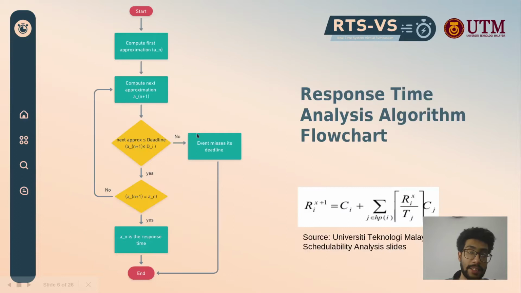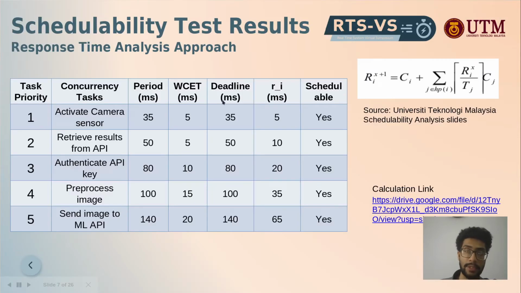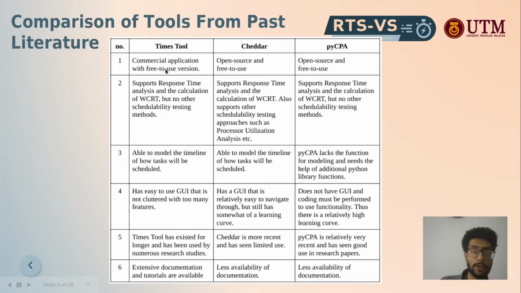And after that, the calculation is conducted by hand using this algorithm, and using the calculation, the worst case response times are calculated, and based on that, values for period, values for worst case execution time, and values for deadline can be suggested. In short, the three tools that have been compared are TimeStool, Cheddar, and PyCharm.